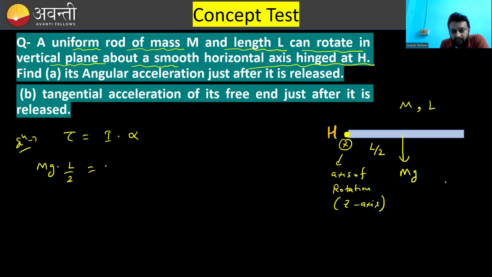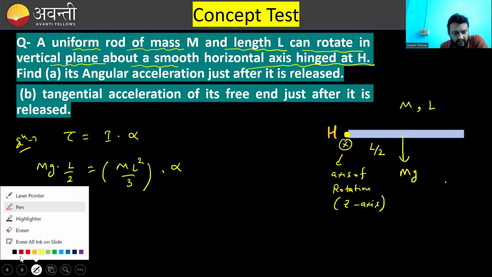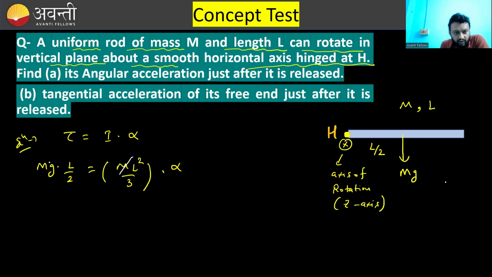So I is what? ml square by 3. We have calculated it by using parallel axis theorem into alpha. So can you solve that? I can easily solve that for you. That m is going to be cancelled out. L will cancel the L square. So alpha is what? 3 by 2. G is still there.